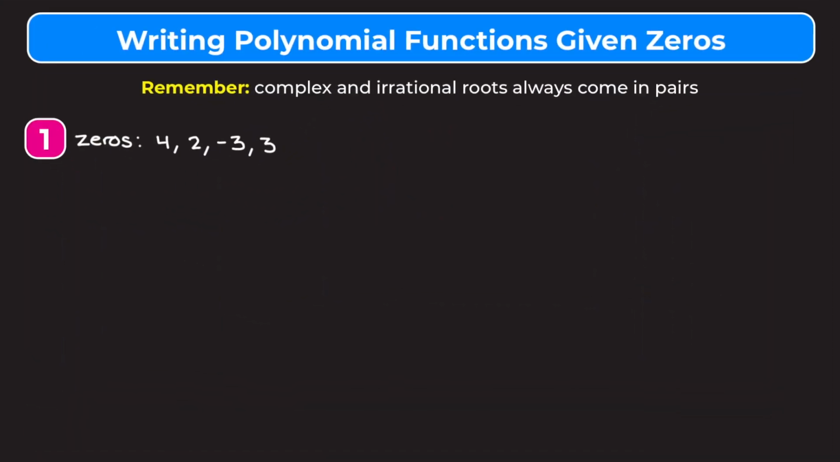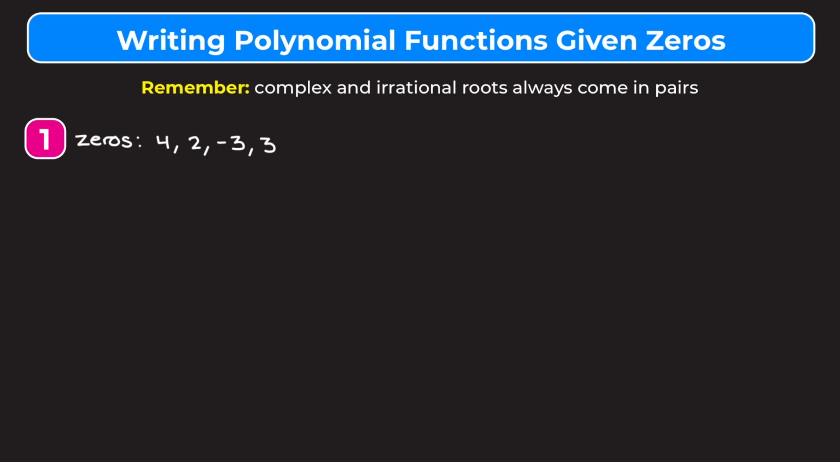In this video, we're going to learn how to write polynomial functions given the zeros. And at the top of the screen, we have this reminder that says complex and irrational roots always come in pairs. So what I want to mention first is that roots and zeros are the same thing, so those words are pretty much interchangeable. So if you hear me using zeros or roots, just know that I'm referring to the same thing. And this reminder isn't going to be used in this first example, so we're going to ignore it for now, and I'll explain what it means once we get to an example where we actually have to use it.